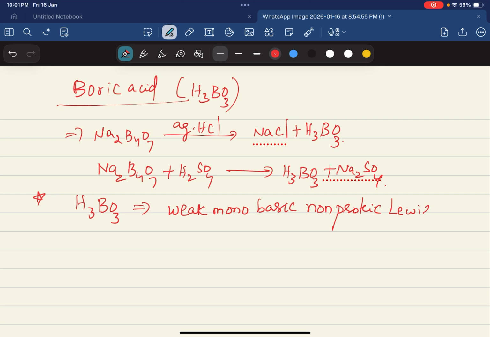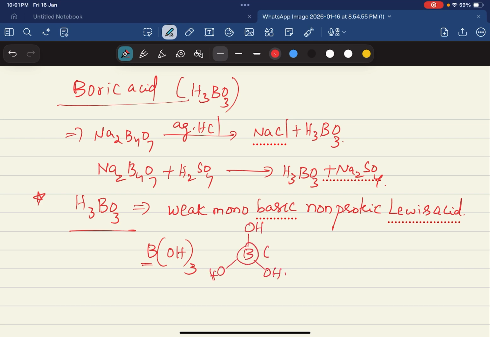And very important about boric acid is that H3BO3 is a weak, monobasic, non-protic Lewis acid. Why is it a non-protic Lewis acid? Basically H3BO3 we can write as B(OH)3. So here boron makes 3 B-OH bonds like this. 3 B-OH bonds means boron has 6 electrons in its outermost shell, because from every bond 2 bonded electrons are there. So together 6, it needs 2 more electrons. That is why it acts as a Lewis acid.